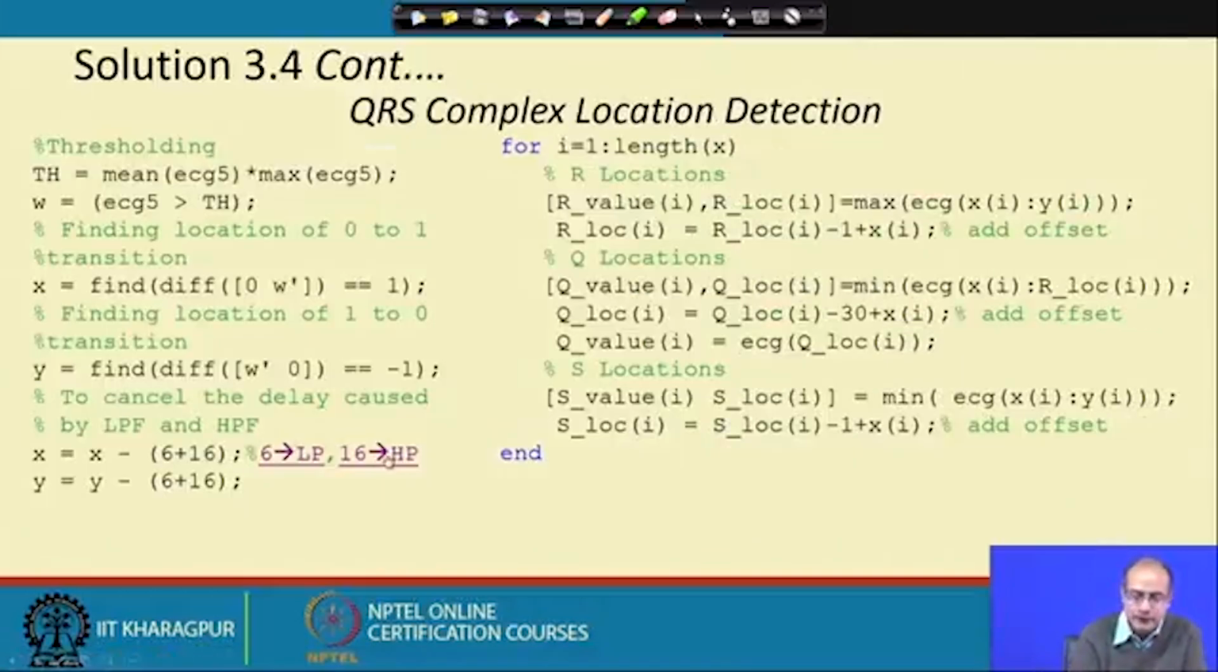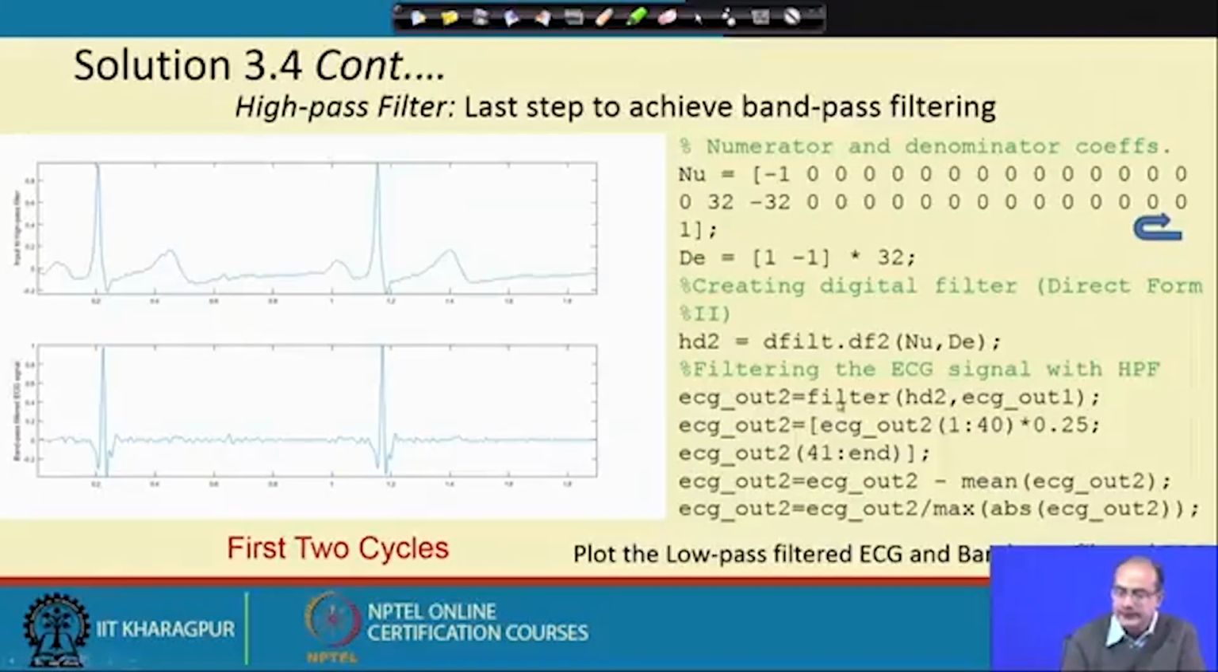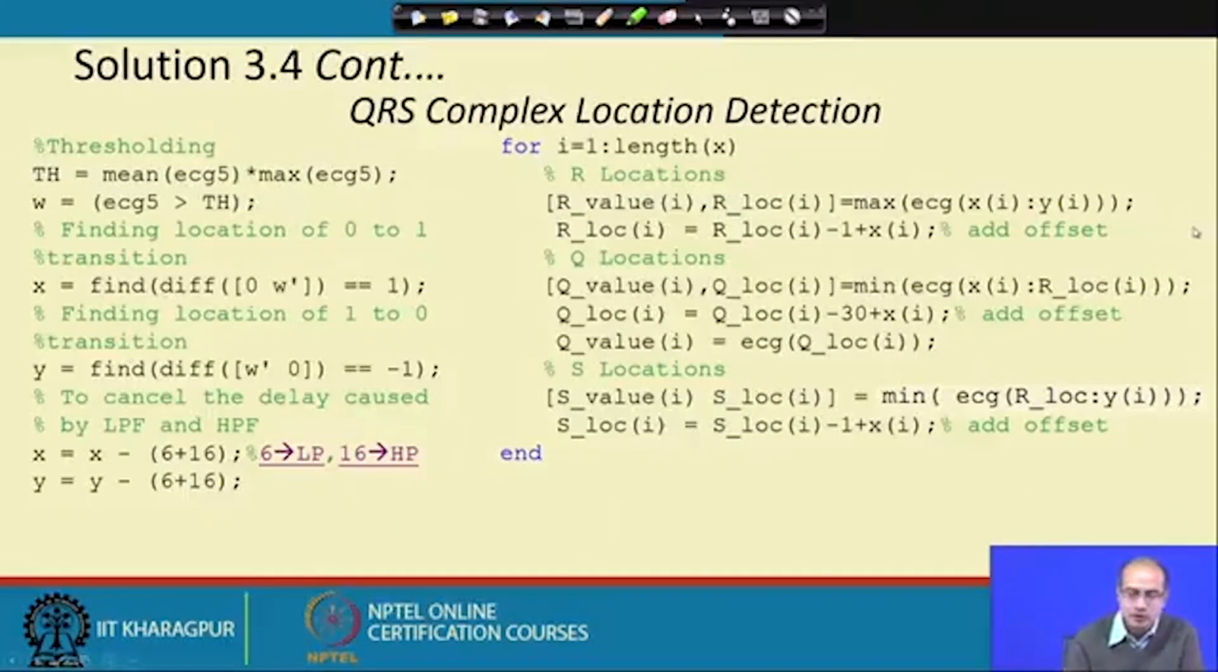Next, if we look at the high pass filter, again we see there is a 16 point delay. Look at the numerator structure: in the numerator 33 coefficients are there, which gives a delay of 16. So that also caused a delay in the output. Now, if we want to find out the location, we need to compensate for that. That will help us go to the real place where the QRS complex was.